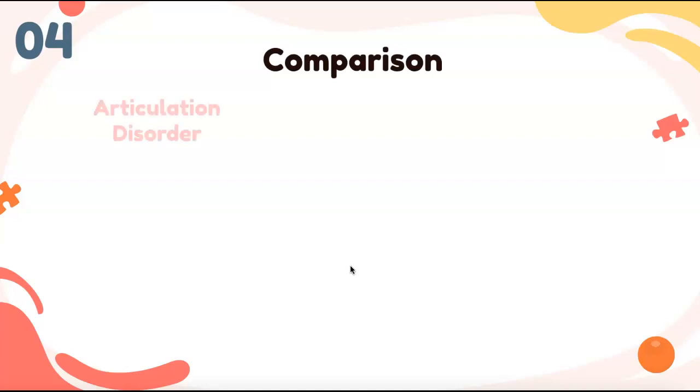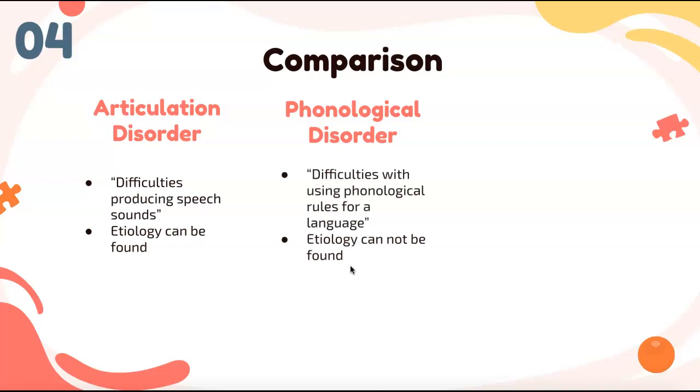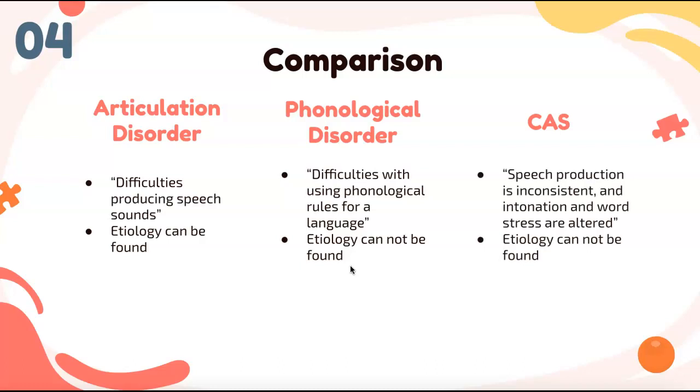Okay, so lastly, comparison. Articulation disorder, of course, is difficulties producing speech sounds. Etiology can be found in this disorder. As for phonological disorder, there are difficulties with using phonological rules for language. Etiology cannot be found. It's similar to CAS, where etiology cannot be found, but speech production is inconsistent and intonation and word stress are altered for CAS. So those are the differences between each disorder. And it is in Gilliam and Marquette's book on pages 109 and 192.